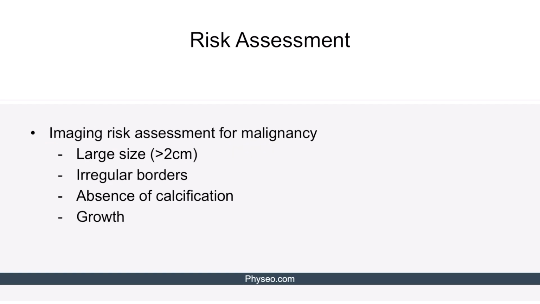After imaging has been obtained, nodule features should be thoroughly assessed for risk of malignancy. This, in reality, requires an in-depth assessment and a detailed description. For the purposes of step 2, it's enough to know that a large size of more than 2 centimeters, as well as irregular borders, absence of calcifications, and growth in size are all features highly concerning for malignancy.